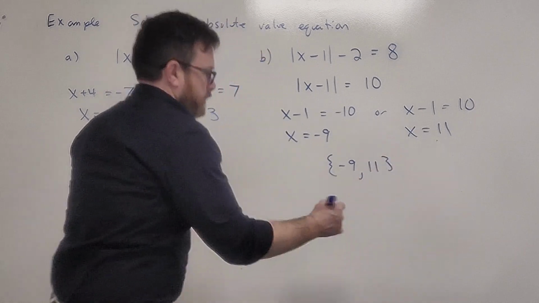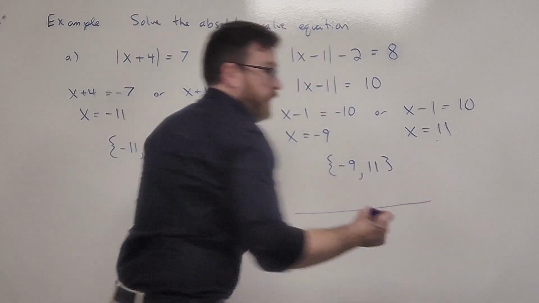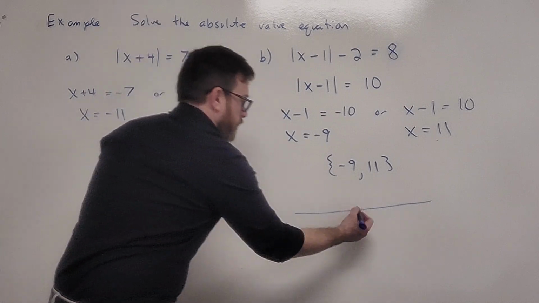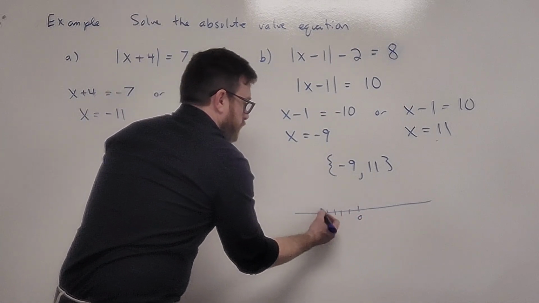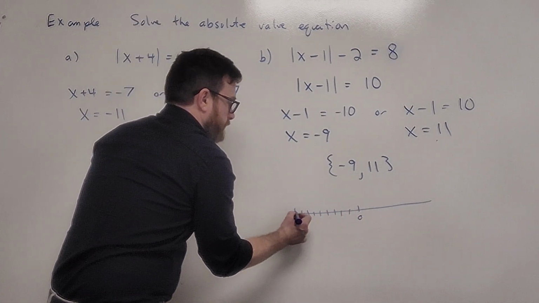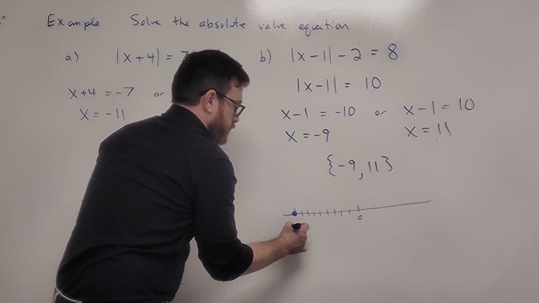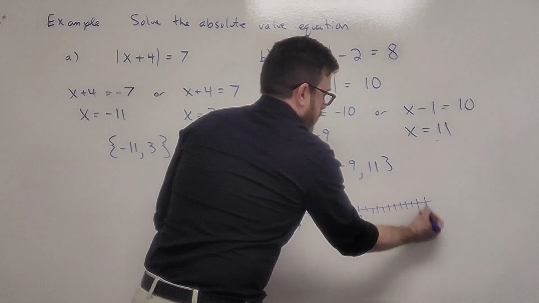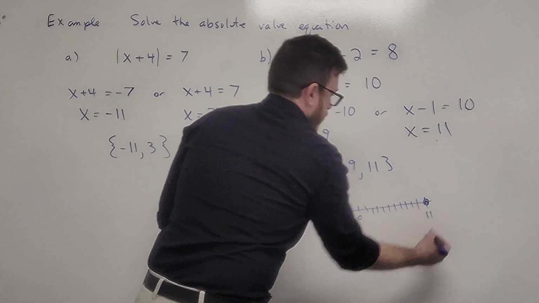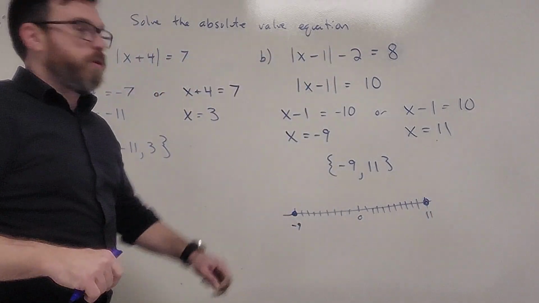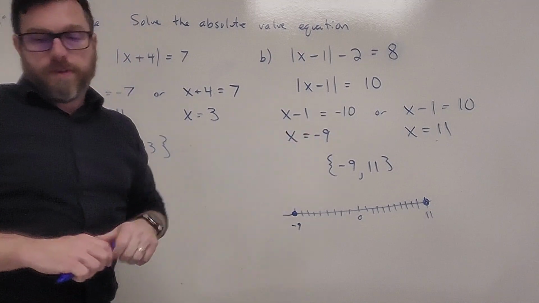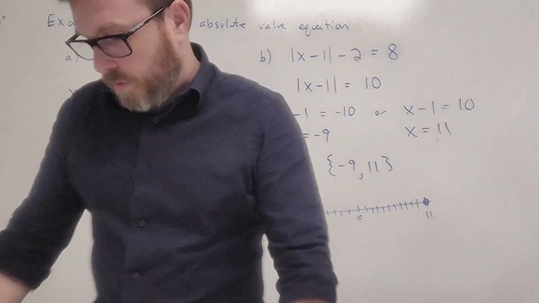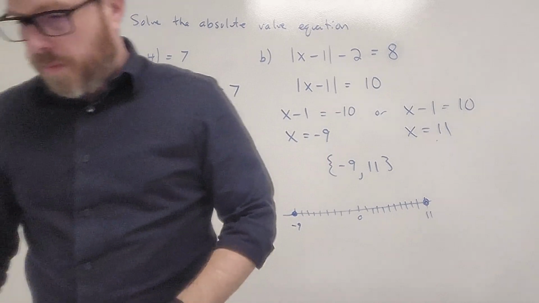Now remember what this means on your number line: 0, 1, 2, 3, 4, 5, 6, 7, 8, 9. You have this solution point here, which is negative 9, and then 1, 2, 3, 4, 5, 6, 7, 8, 9, 10, 11. This point here, this 11. You have those two solution points, so negative 9 or 11. So we will do just a couple more.